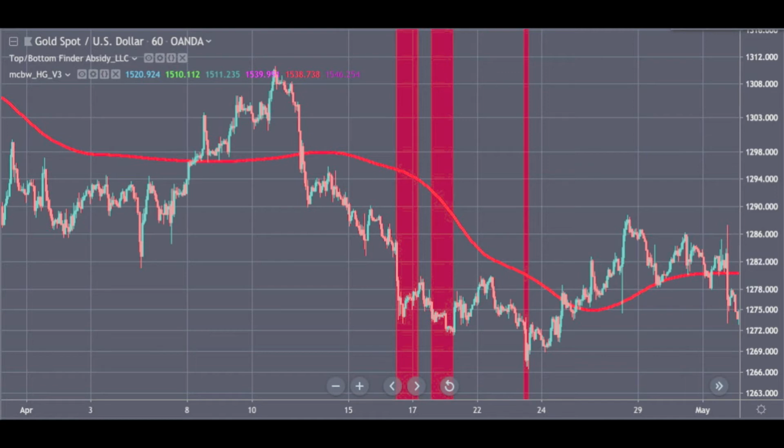The second signal, just after the 18th, again, would have left us with a little bit of drawdown before becoming profitable. The third signal then would have left us with virtually no drawdown before catching the next upwards impulsive wave, effectively letting us enter the market at the annual low.